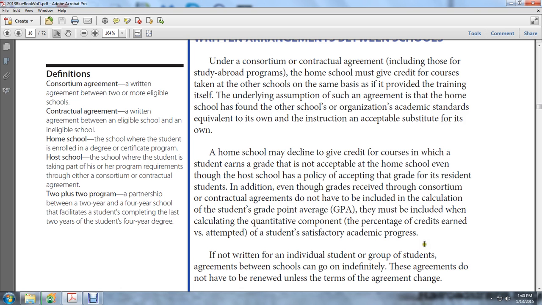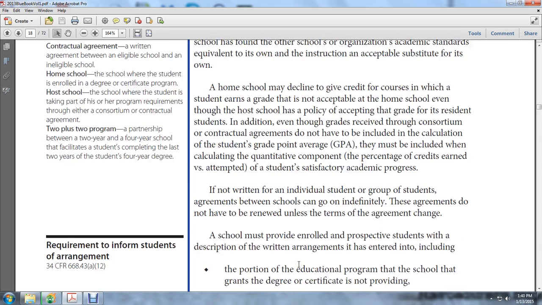The written agreement, whether for an individual student or a group of students, cannot go on indefinitely. These arrangements do not have to be renewed unless the terms of the arrangement change.